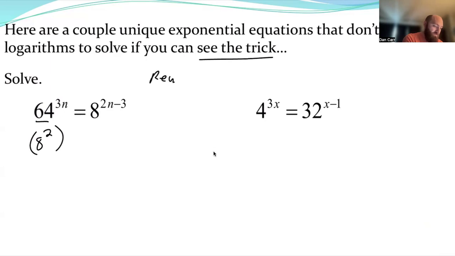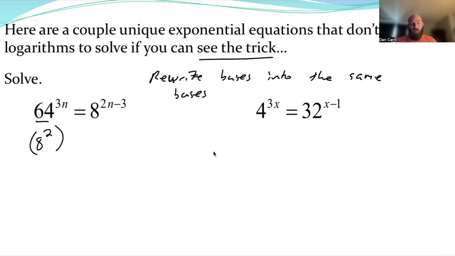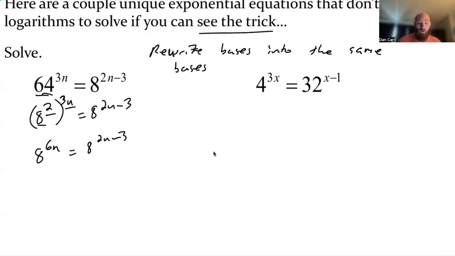We can rewrite bases into the same bases. Okay? So we just want to make them into the same bases as the goal. So 64 becomes 8 squared, raised to the 3n power, equals 8 to the 2n minus 3. From there, I'm going to use my exponent rules, where it's 2 raised to the 3n power, so I'm just going to multiply those exponents. So it's going to be 8 to the 6n is equal to 8 to the 2n minus 3. Okay, so from here, we're going to just do our normal solving methods. That means that the 8s are going to cancel each other out.